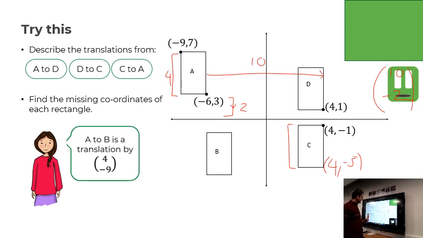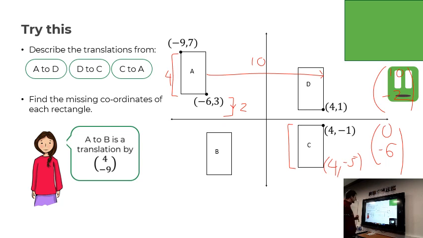Okay, so now we can see the translation. It's just moved down. So horizontally, it hasn't moved to the right or left, so it's just 0. And it's moved down how many units? So from 1 to negative 5, it's moved down 6 units. So since we moved down, we say it's negative 6.